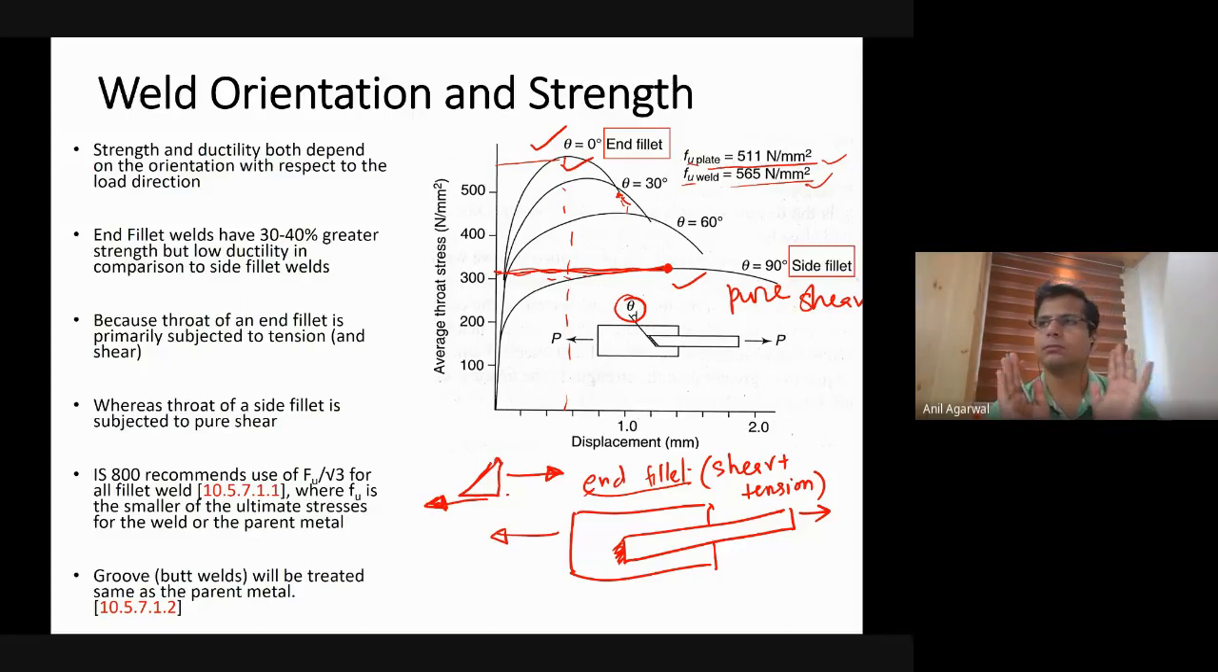So we know that end fillets behave differently from side fillets. Some of the codes incorporate these differences and allow you to design the fillets accordingly. In the Indian code, you are required to use only the FU divided by root 3 value, no matter whether the weld is an end fillet or a side fillet.